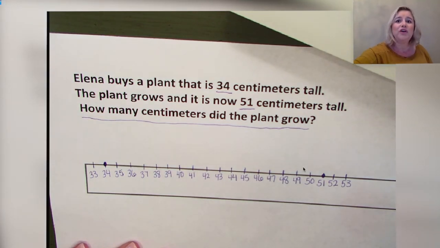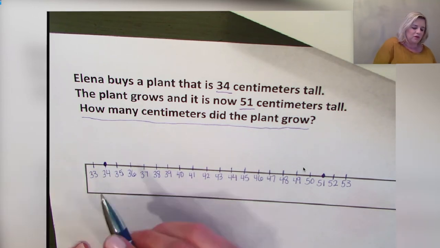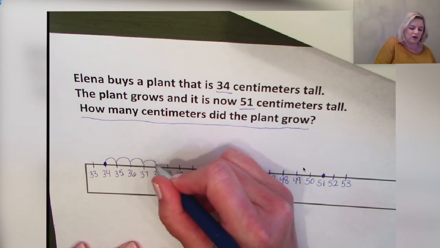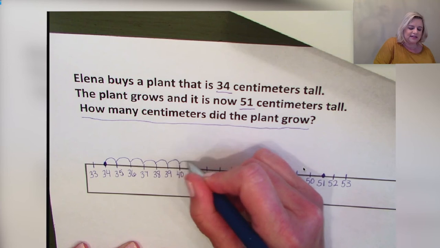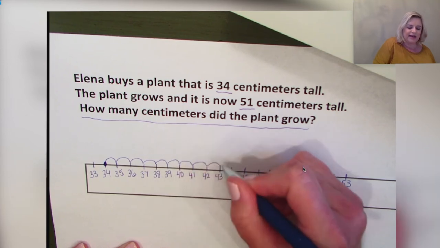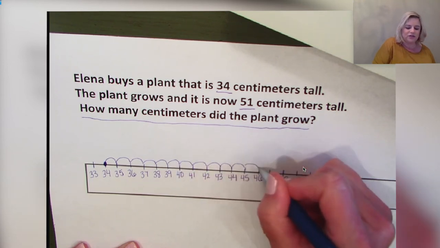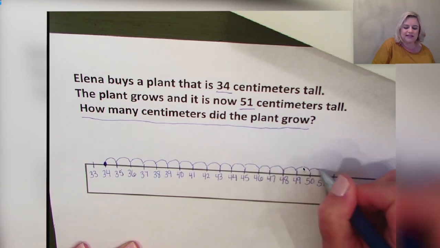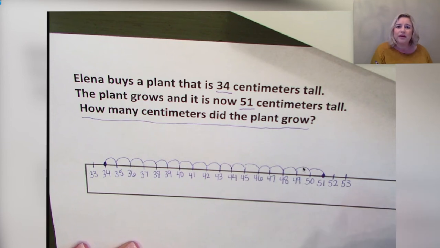Now, we could count every single move. So let's count the moves together starting at 34. 1, 2, 3, 4, 5, 6, 7, 8, 9, 10, 11, 12, 13, 14, 15, 16, 17. Whew, that took a long time.